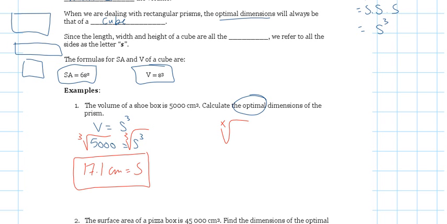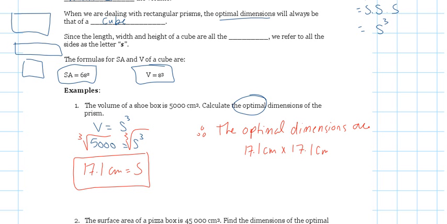Okay, so basically my question is done. I just have to put my therefore statement, and my therefore statement is: therefore the optimal dimensions are, and then here you have to state all of them multiplied by each other, because you're looking at a 3D shape, you have length, width, and height. So you're going to say 17.1 centimeters length times 17.1 centimeters, that means the width, times 17.1 centimeters, which means the height. So this is how we state it.